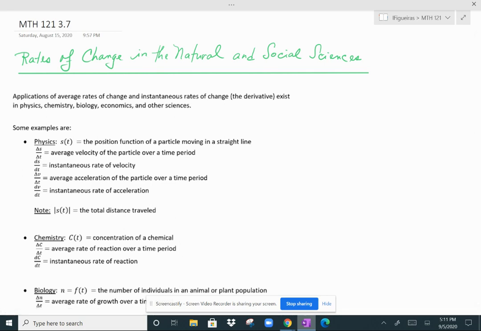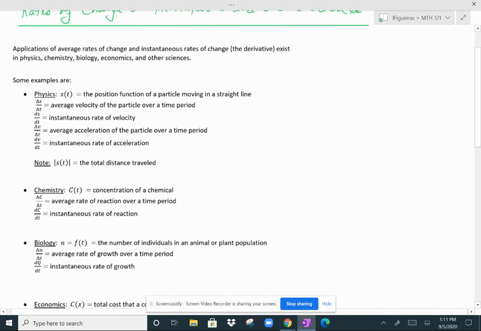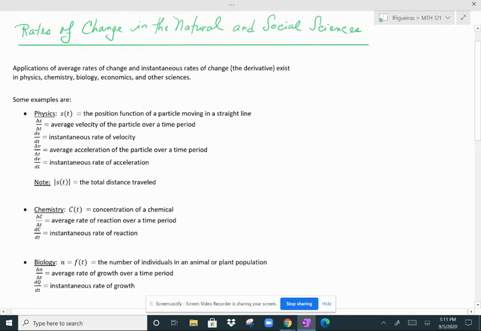Hi, this lesson is about rates of change in the natural and social sciences. Applications of average rates of change and instantaneous rates of change exist in physics, chemistry, biology, economics, as well as other sciences. Remember that an instantaneous rate of change is a derivative. So let's talk in more detail about these different sciences as well as business examples of where you would see average rates of change and instantaneous rates of change.